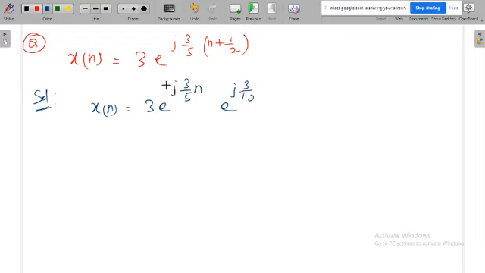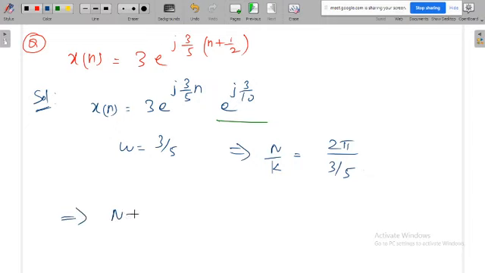It's not a periodic signal. It is an aperiodic signal, because in the discrete domain, if pi is not there, then definitely it is not periodic. Anyway, we will proceed with the regular method. This is phase, which will not affect our time period. What is omega? Omega is equal to 3 by 5. Again our formula n by k is equal to 2 pi by omega, where omega is 3 by 5. Then n is equal to 10 pi by 3 into k.